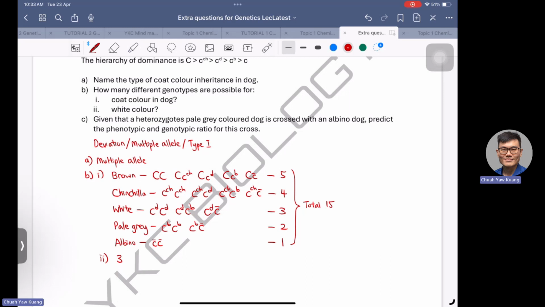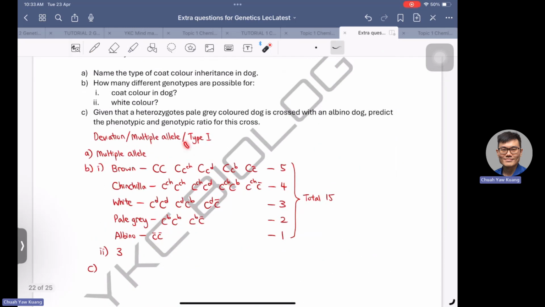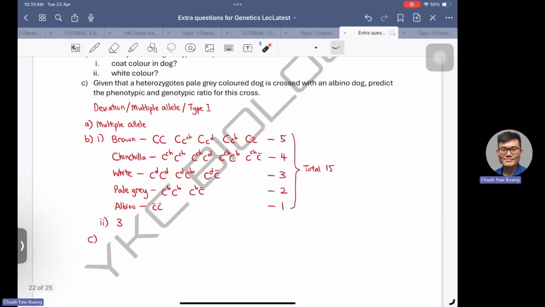Then next we look at C. Yeah, question C. Since they are asking for the phenotypic and genotypic ratio, that means we will use the type 1 method. Okay, so type 1 method, first thing first, find the genotype of the parent.